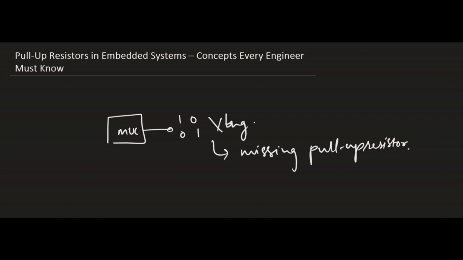Today we are breaking down pull-up resistors, not the textbook definition, but practical tips and tricks every embedded engineer should know. In this session you will learn why floating inputs cause unpredictable behavior, when internal pull-ups are not enough, and the common mistakes that lead to noisy signals and hard to debug failures. I'm going to give you a very simple tip to remember this, so it's easy for you to crack the interview.